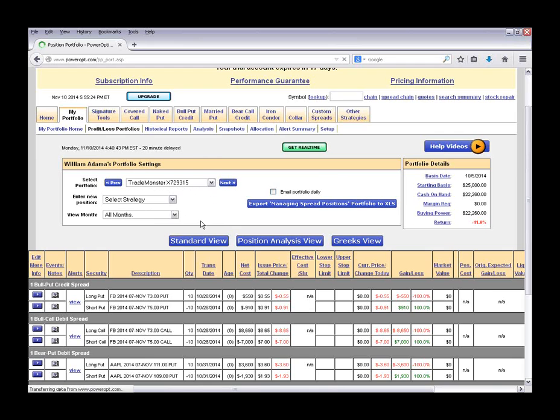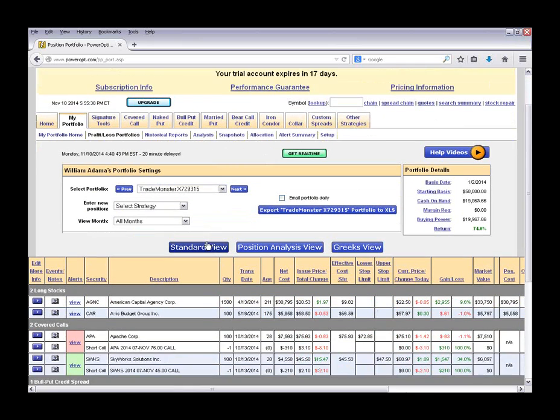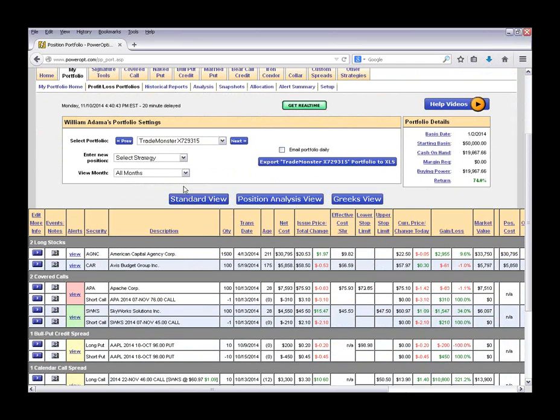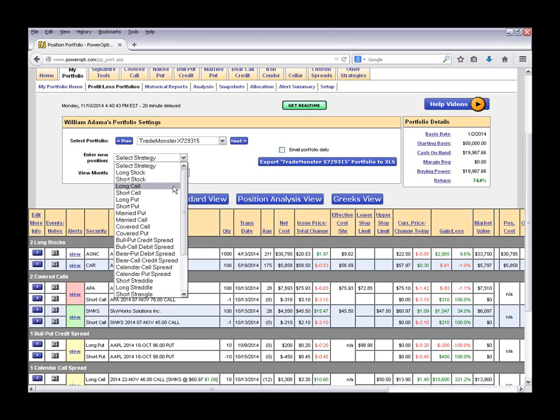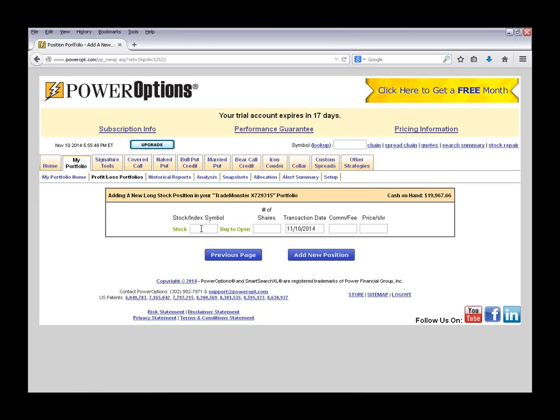This is a webinar portfolio that we used, and we just named it Trade Monster X7, bunch of numbers and letters. What I'm going to do is enter in my long stock position. So we're going to enter a new position as long stock. We're going to keep the math simple. We'll just use 100 shares of the cubes. And we'll put that we bought it in around Halloween. Let's just say October 30th.